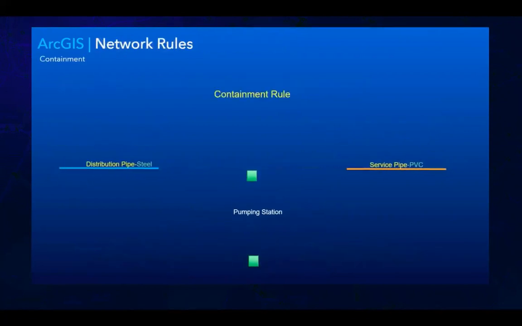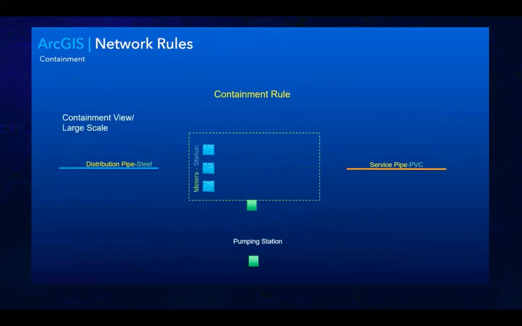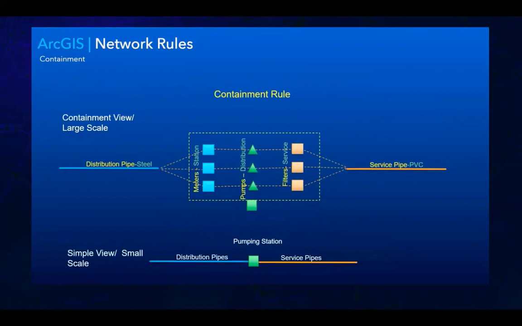The next rule is the containment rule. So this enables us to have simple representation at scale and then dive in and see the deep internals of our infrastructure, such as this pumping station. Now, what's really interesting is in this pumping station, I also have junction-junction rules to offset my features, but still build connectivity flow through those devices.